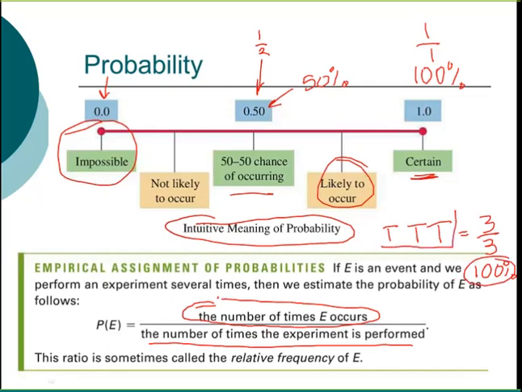You should be getting 50. Yes, it is. But out of the experiment itself, I had tails, tails, tails. So what's the chance that I got tails? It's 3 out of 3 chances. So that's what this particular formula is talking about here.